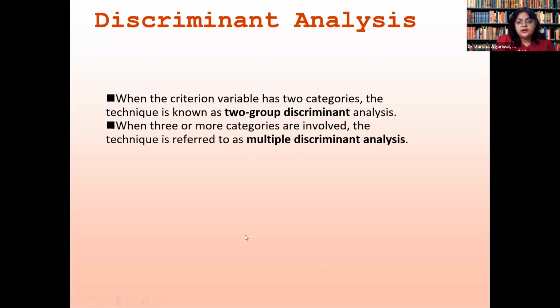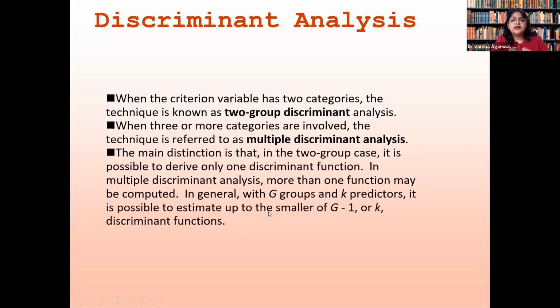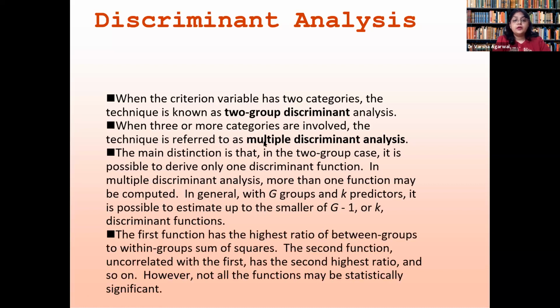It's quite complicated. The main distinction is that in the two group case, it is possible to derive only one discriminant function. But in multiple discriminant analysis, more than one function will be computed. So it will create complexity. So if you need to obtain only one discriminant function, you need to have only two groups. Okay, so let us say loyal, disloyal, right? Like that. And the first function has the highest ratio of between group to within group sum of squares. And the second function will not show you any kind of correlation. So basically, in short, you should always prefer two group discriminant function.